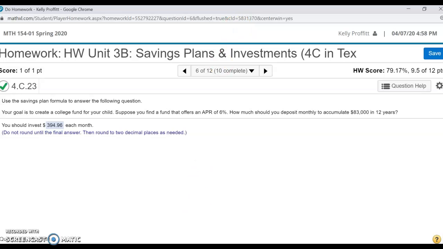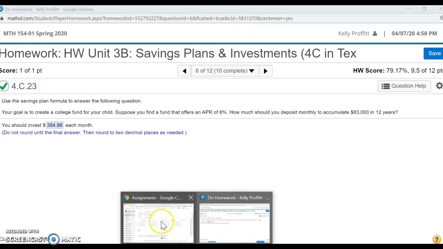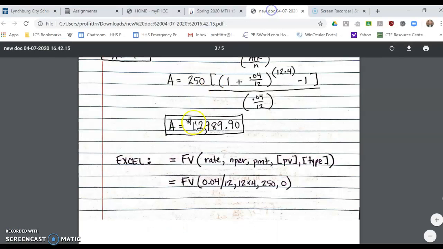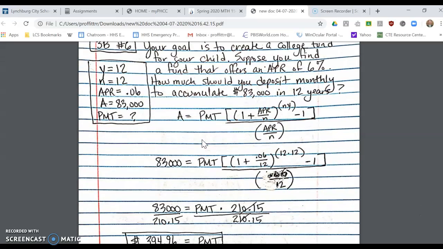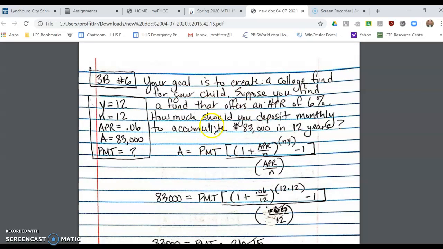All right, and I believe I've already gotten this problem written out. This is problem number 6, I believe. Yes, right here. Same problem. And what I've done is I've written down the savings plan formula. I've labeled my variables. So we're talking about 12 years that we're looking to save. We're making monthly payments. So our N is 12, the APR is 0.06, and the amount we want in our account when we're done is $83,000. We're looking to figure out what the payment is.